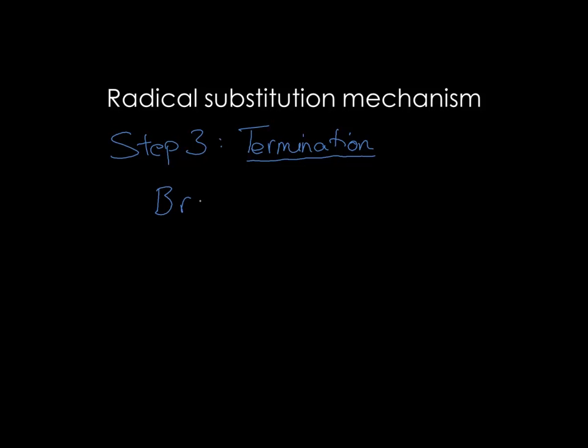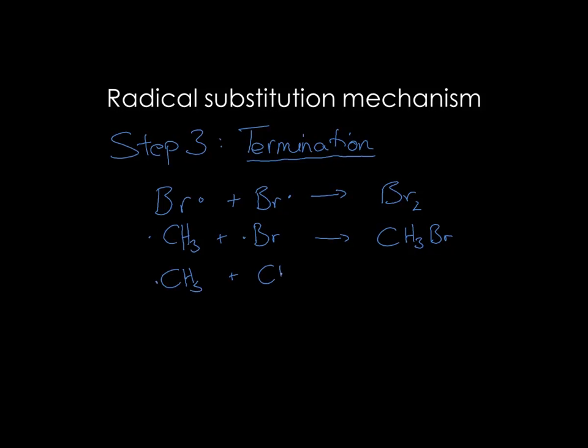Right, so then we move on to our final step, the termination step. In this step, two radicals will bump into each other or react together and form a molecule. So we could have two bromine radicals forming a bromine molecule. A methyl radical and a bromine radical could form bromomethane. And a methyl radical could bump into another methyl radical, forming ethane.